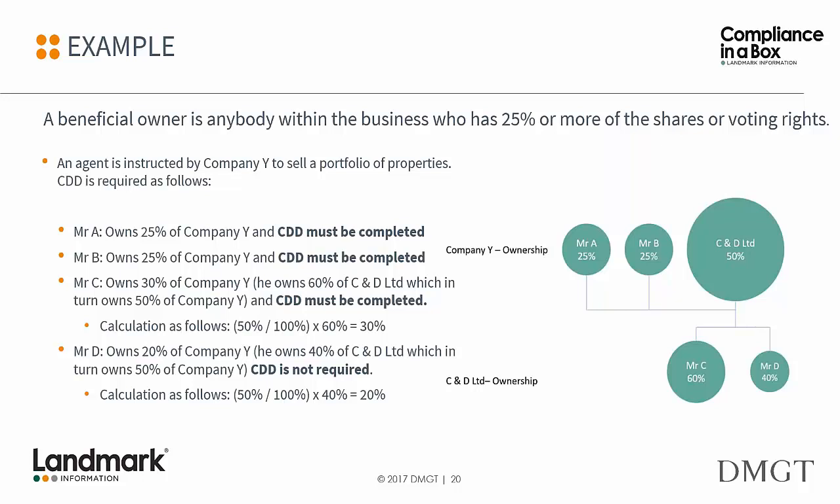So in this case, we need to apply it to Mr. A, Mr. B and Mr. C, because they are all over 25%.